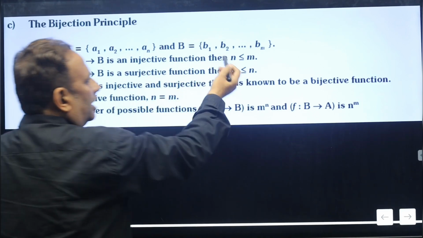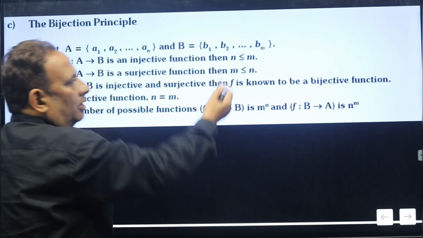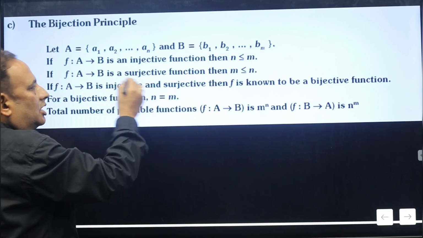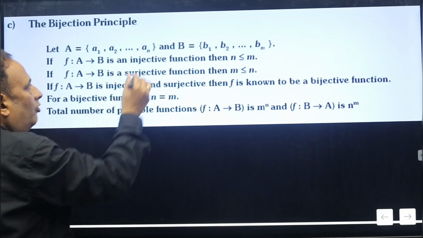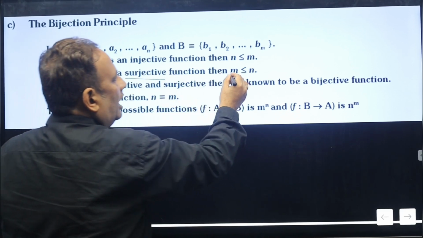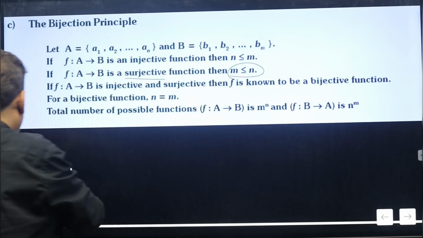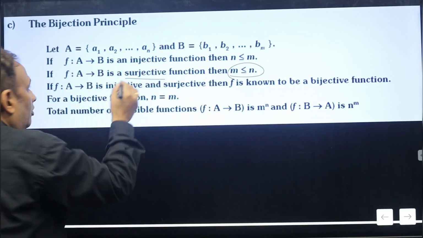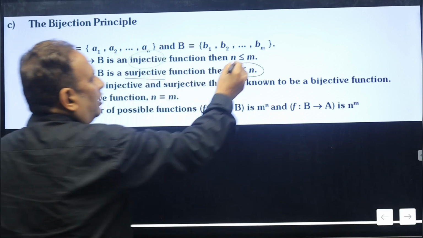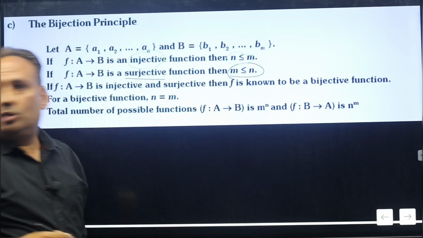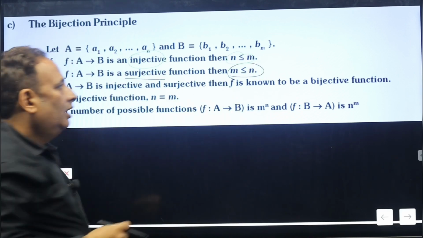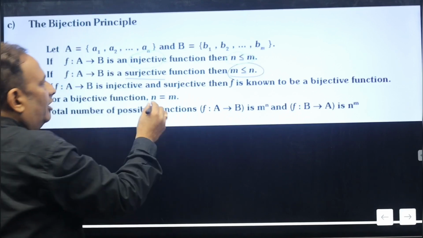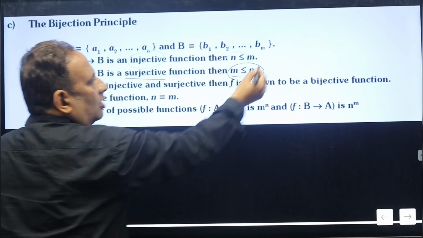That is the condition in injective: we have to make n less than or equal to m. And for surjective, we have to go for n greater than or equal to m. Right? And for an injective function, again, n is less than or equal to m, that is what we can see here. So for a bijective function, we combine both, that is the common case.